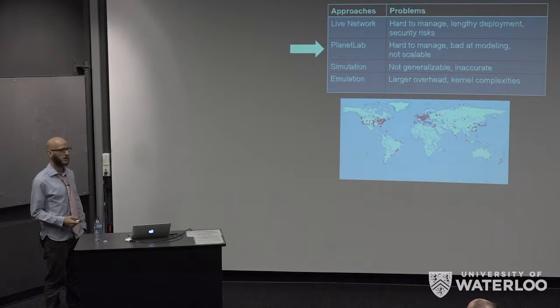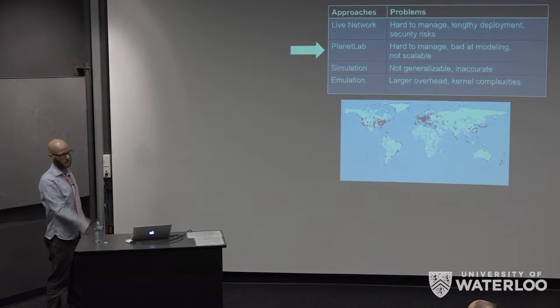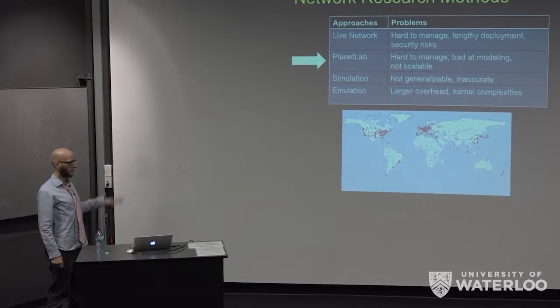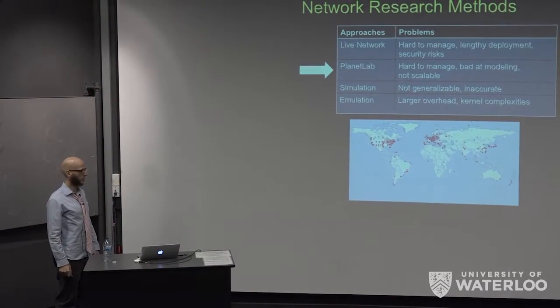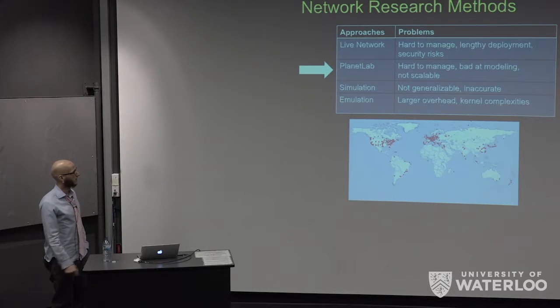Planet Lab is also bad at modeling. You'll notice there's a lot of machines in Europe and in the US. If you have an experiment that's communicating between those two machines, then you get the latency and the network properties that exist on the internet between those points. So you can't really say, I want my network to be this fast. You just get whatever the internet gives you. So it's less flexible in that way.